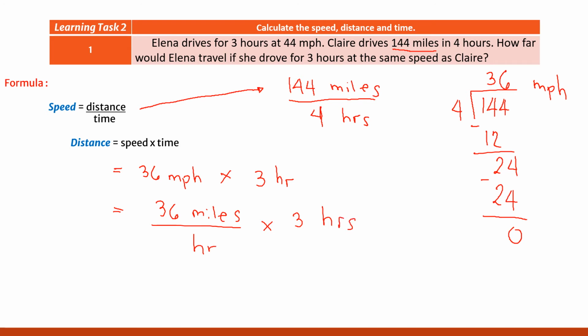So na-cancel. So 36 miles times 3. So what is 36 times 3? Multiply natin. 36 times 3. At first, we have 3 times 6. That is 18. Carry 1. 3 times 3 is 9 plus 1. So it is 10. So the answer is 108 miles. So ibig sabihin, ang matatravel ni Elena kapag ginamit niya yung speed ni Claire ay 108 miles. So, gets natin? Okay? Ayos.